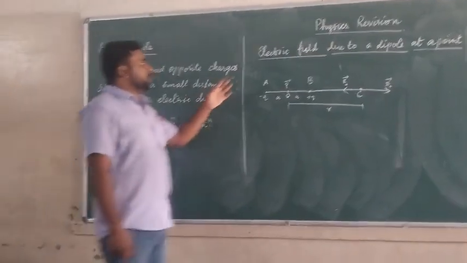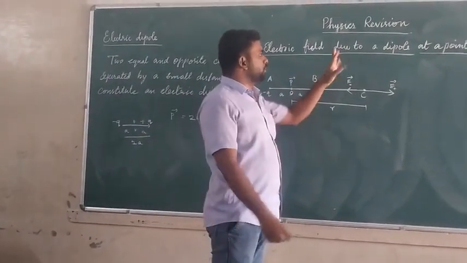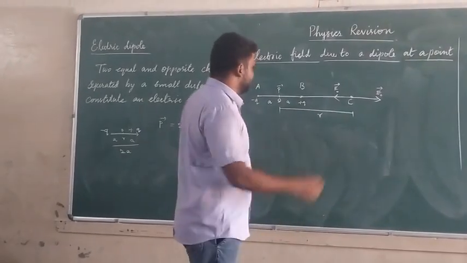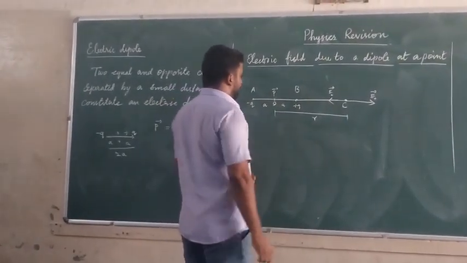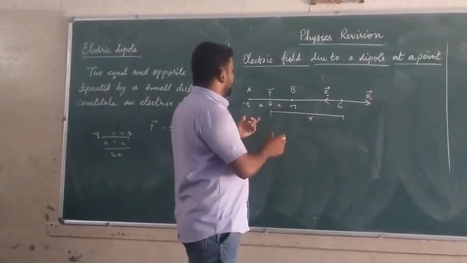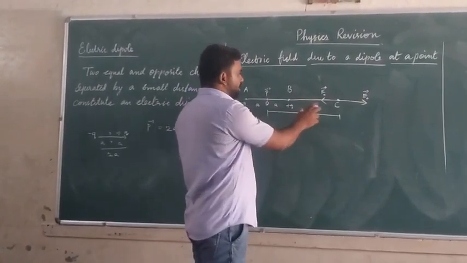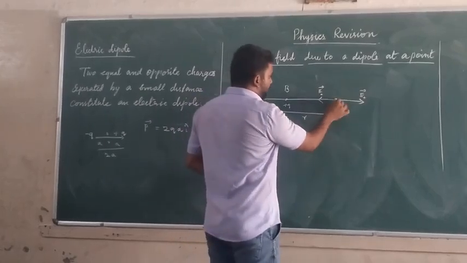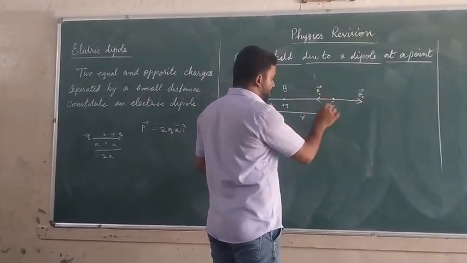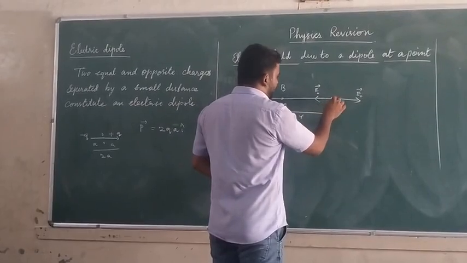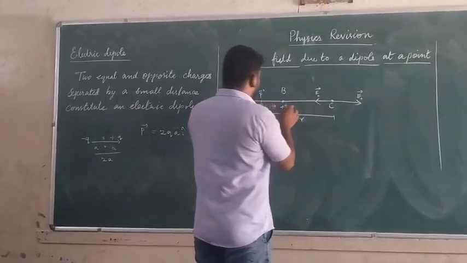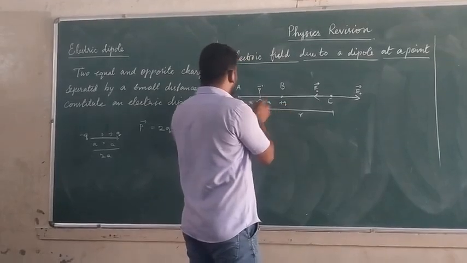So now let us calculate the electric field due to the dipole at a point on an axial line. This is a simple diagram to understand. The dipole is placed on an axial line. Here there is a point C. Now we are going to calculate the electric field at this point due to the positive charge and also due to the negative charge.